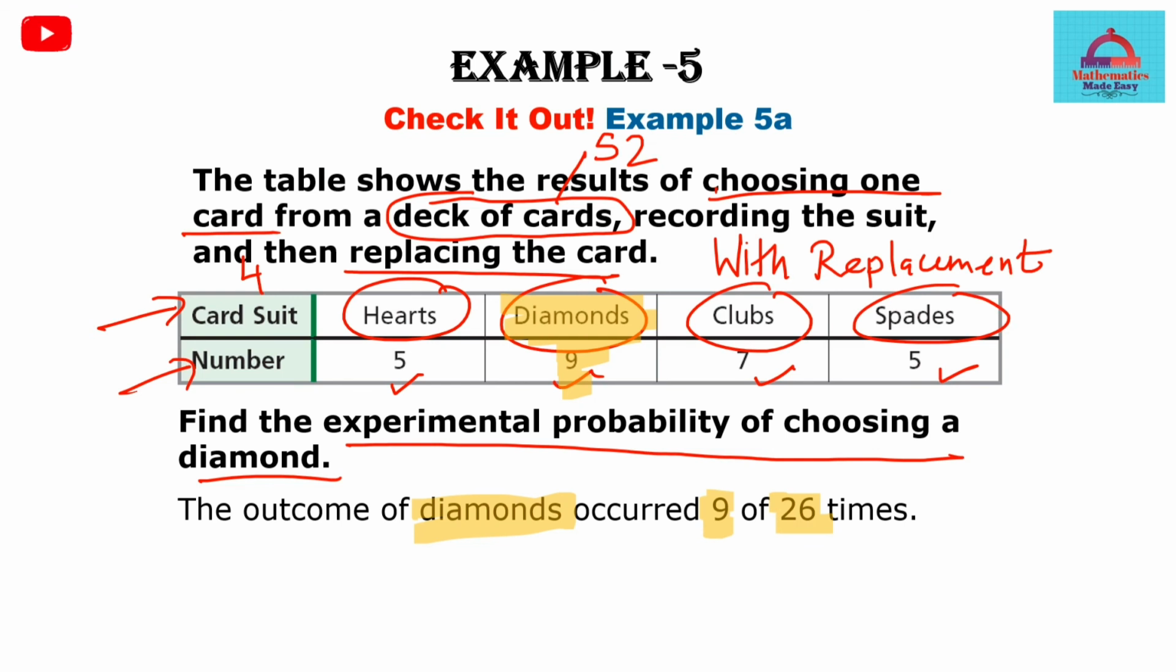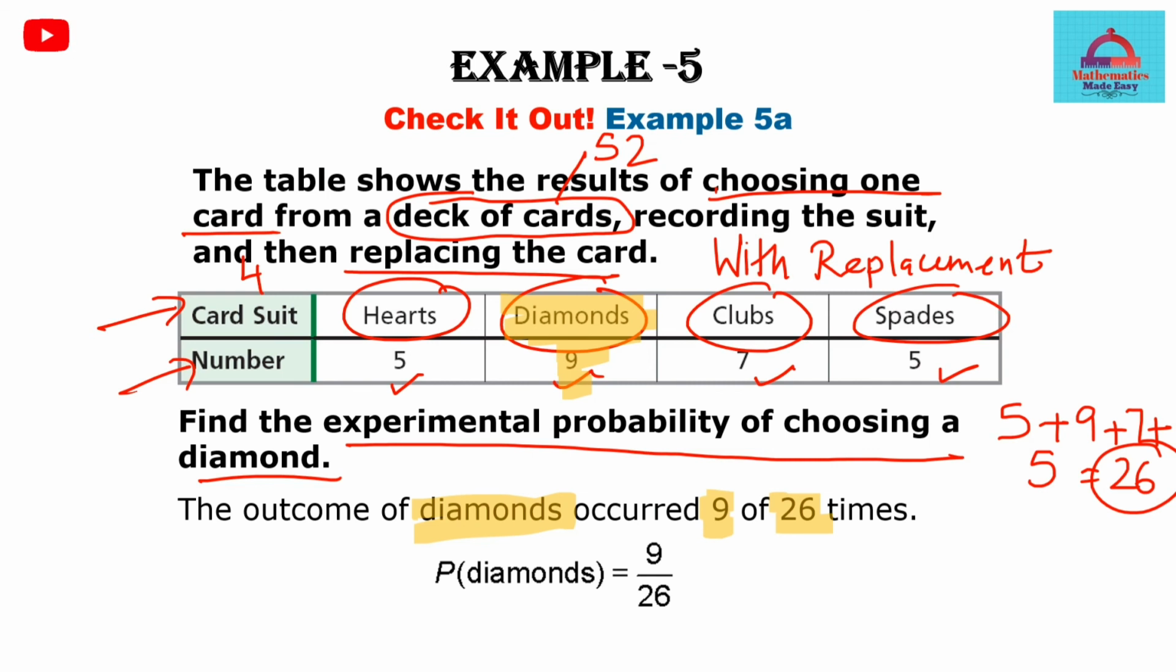So if you want the total possible number of outcomes, you can just add up these numbers. So 5 plus 9 plus 7 plus 5, so this is coming to 26. There are a total of 26 possible outcomes. So we can write the fraction here. The experimental probability that we are choosing a diamond is 9, which is the favorable, out of the total, which is 26. You can convert this fraction into decimal also. That's how we solve the question.